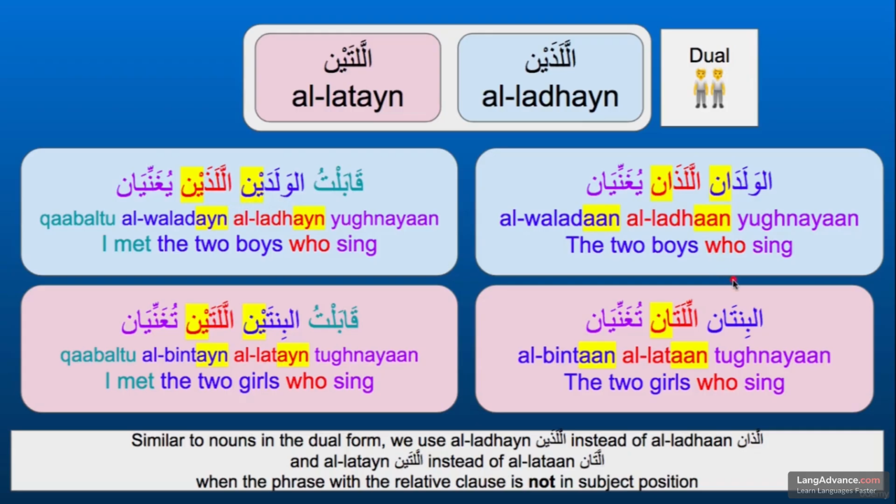And we can find it also for female form. We can say البنتان اللتان تغنيان. البنتان اللتان تغنيان, the two girls who sing. Also this is in a subject position, so we say البنتان and اللتان, but in object position we say البنتين and we say اللتين. قابلت البنتين اللتين تغنيان. قابلت البنتين اللتين تغنيان. I met the two girls who sing.